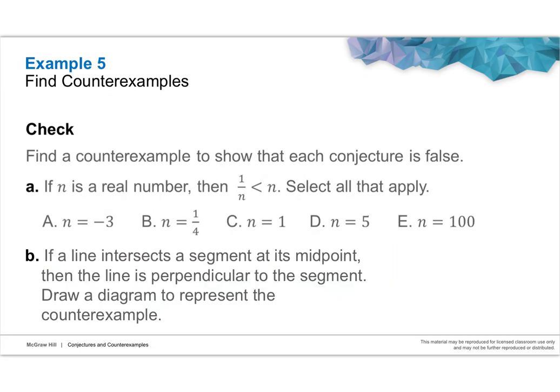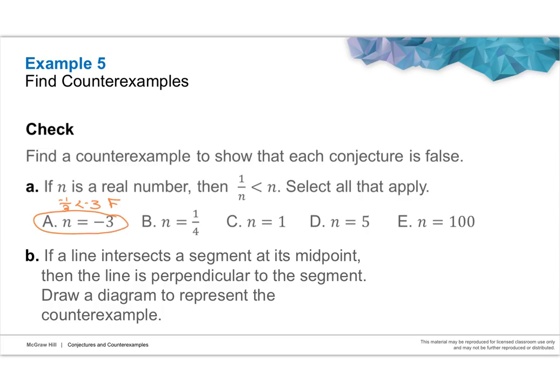And then our last check, we're here on page 156. For the check for counterexample A, if n is a real number, then 1 over n has to be less than n. Let's see if that's true. If we use n is -3, then we're looking at -1/3 being less than -3. Is that a true statement? Is -1/3 less than -3? Because that is false, then A is a counterexample.